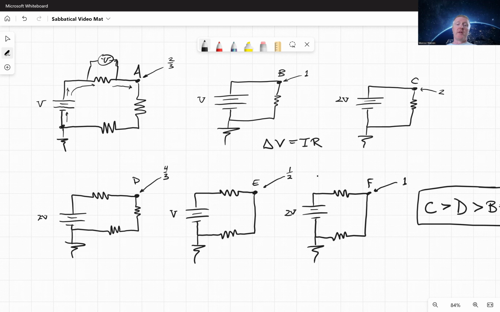Okay. So the thinking is not that anything's getting used up, but that it's going around and dividing equally in cases of series circuits.